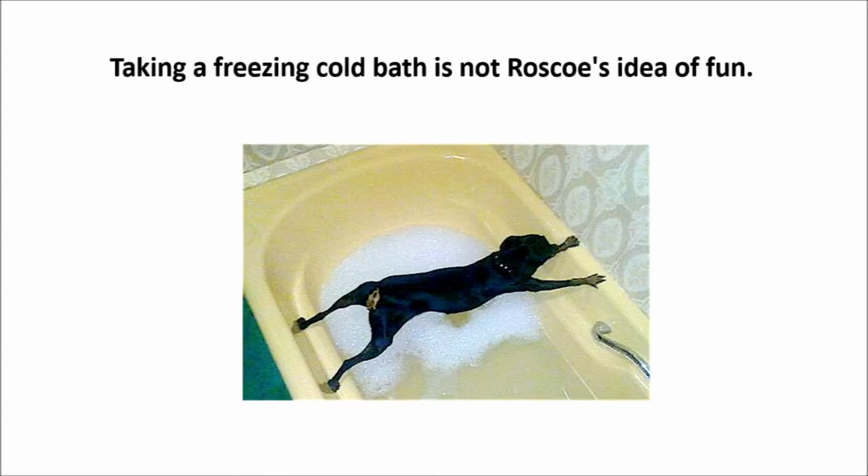Taking a freezing cold bath is not Roscoe's idea of fun. This one's a double whammy. Taking is a verbal and it is the subject, so it's a gerund. Freezing is a modifier. Like the last example, it modifies cold, which modifies bath. Now, one thing I'd like to point out is that as a verbal, a gerund can do things that other nouns can't. For instance, it can have a direct object, as you see here. Bath is the direct object of taking.